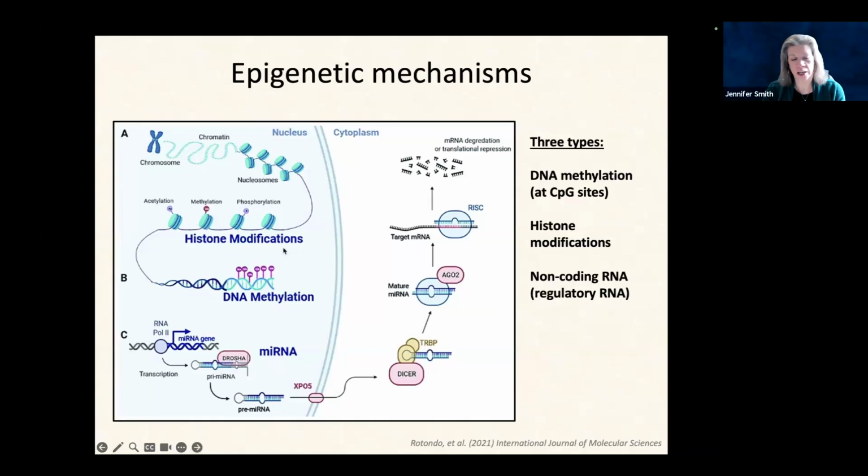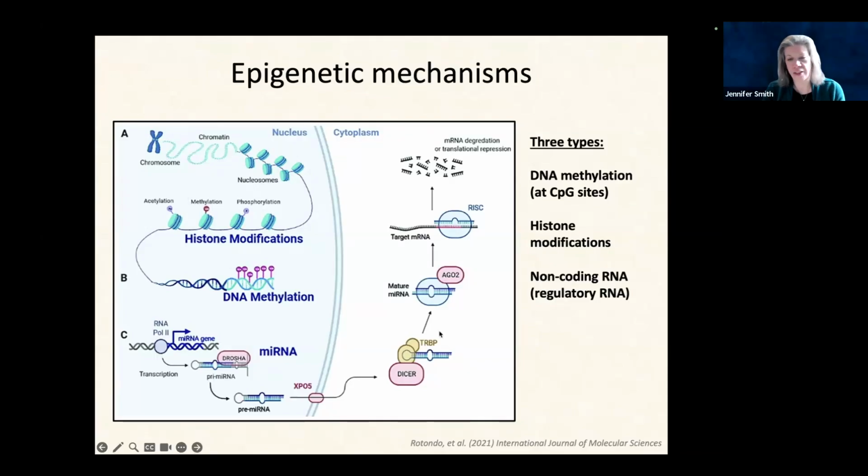So all of them are shown here. We're going to talk a little more about each of them, but essentially DNA methylation is a methyl group that's added to the actual DNA strand itself. The histone modifications are the beads on a string. They get all of these different adjustments made to the tails of some of the proteins on the histones.